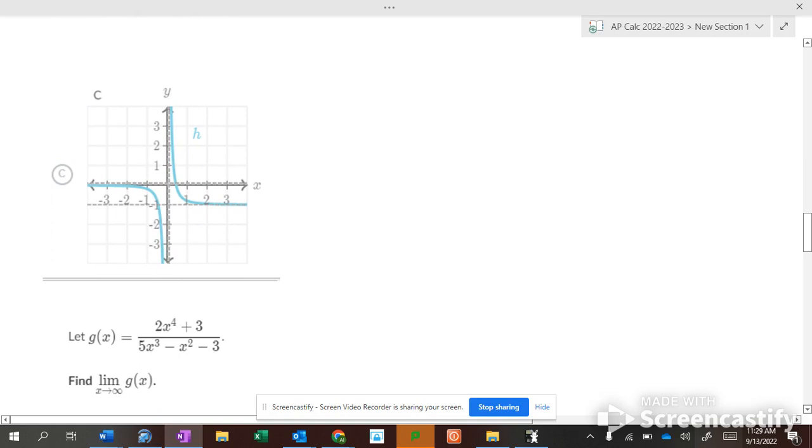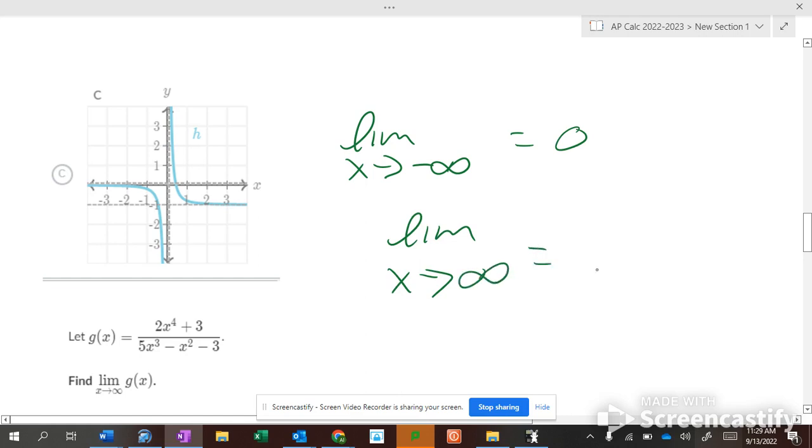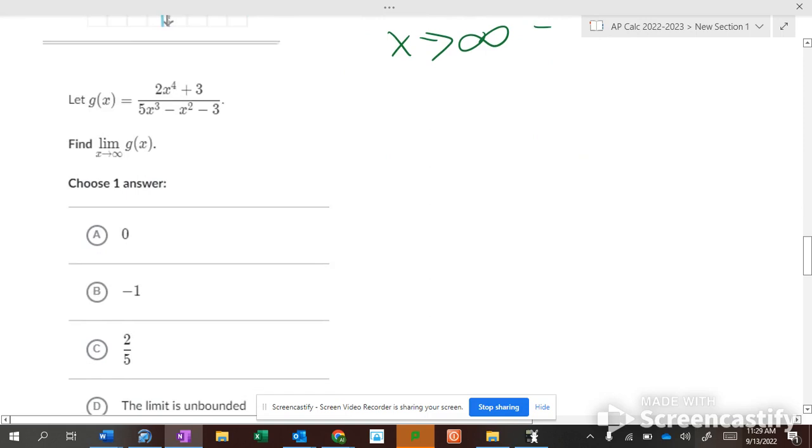Horizontal asymptotes. What's the limit as x approaches -infinity on this one? It looks to be 0. What's the limit as x approaches infinity? -1. Okay? So you can do those. Now these are the easiest ones if you pay attention, Ms. Strong.